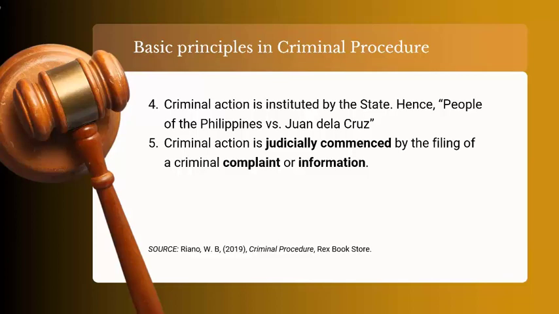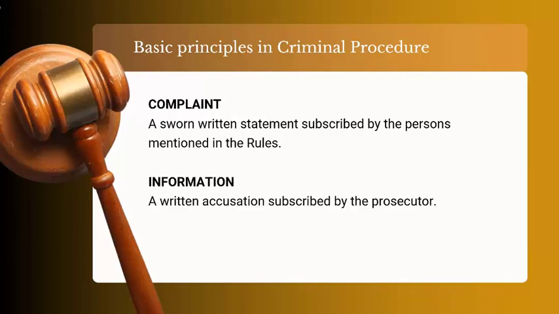So let us find out their basic definitions. For the purpose of this preliminary module, complaint and information is defined as follows. A complaint is a sworn written statement subscribed by the persons mentioned in the rules. Information, on the other hand, is a written accusation subscribed by the prosecutor. What is the importance of a complaint or information in every criminal proceeding?